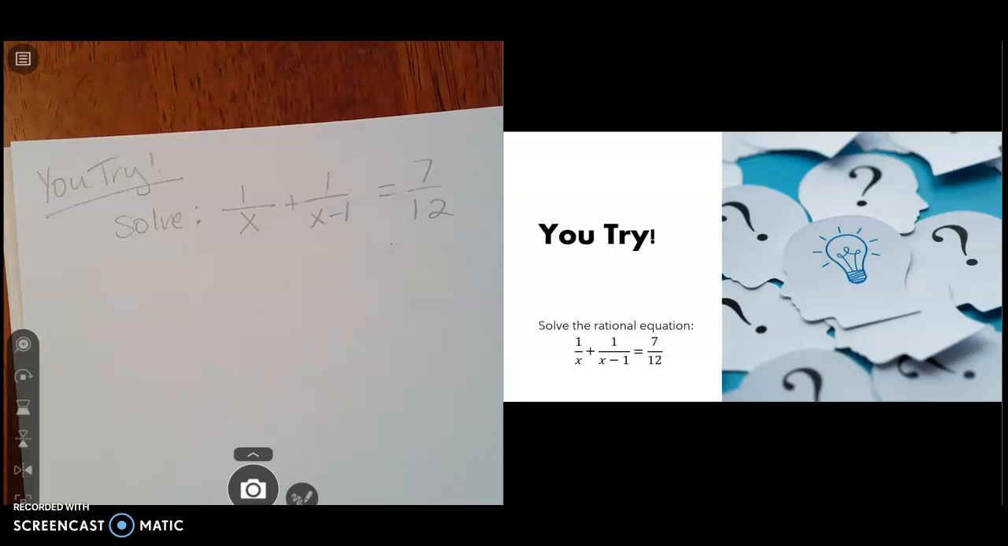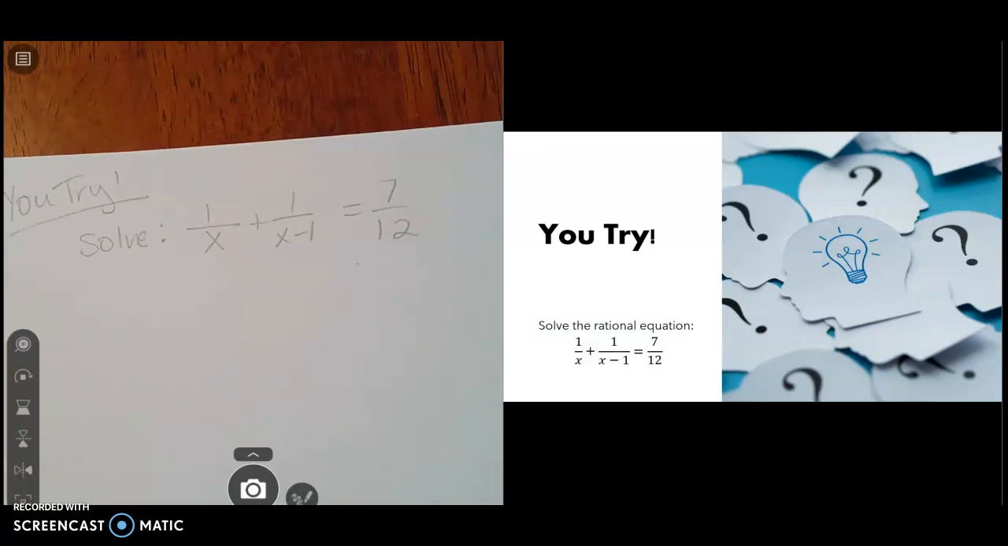Hi, you all just solved a U-try problem where you got to solve a rational equation. I was nice and didn't give you a word problem. I shortcutted you straight to the equation to see how that equation solving went. So let's take a look at it. For this one, we have 1 over x plus 1 over x minus 1 equals 7 over 12.